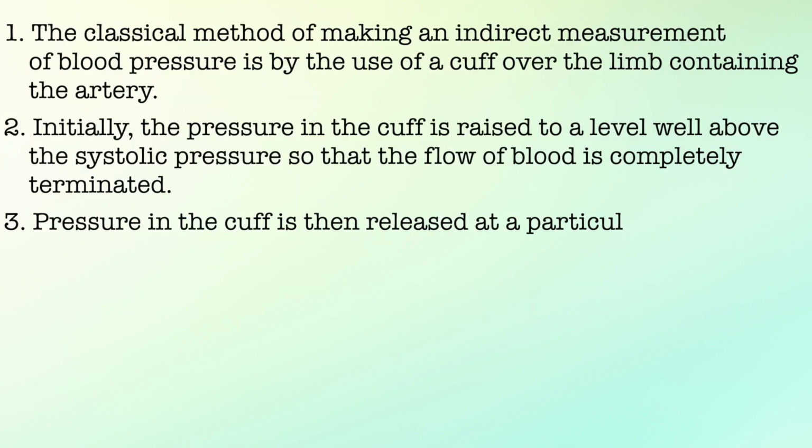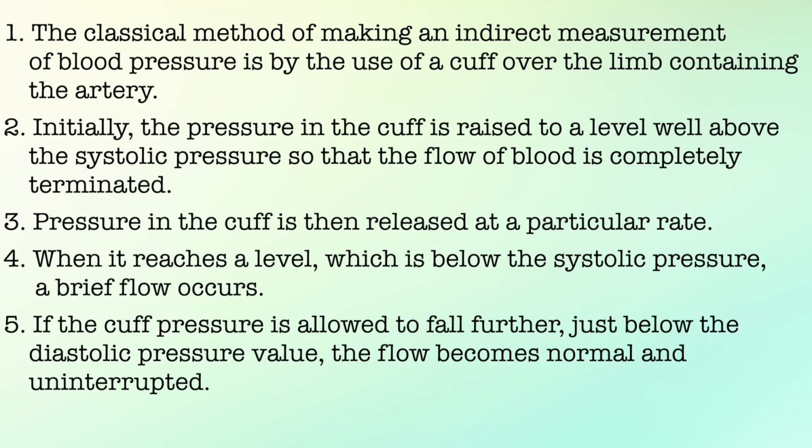The classical method of making an indirect measurement of blood pressure is by the use of a cuff over the limb containing the artery. Initially, the pressure in the cuff is raised to a level well above the systolic pressure so that the flow of blood is completely terminated. Pressure in the cuff is then released at a particular rate. When it reaches a level which is below the systolic pressure, a brief flow occurs.